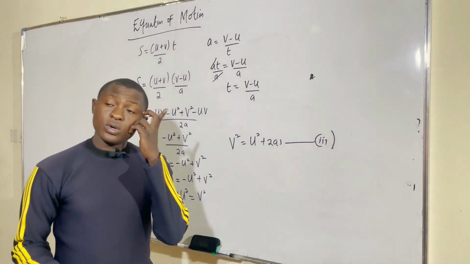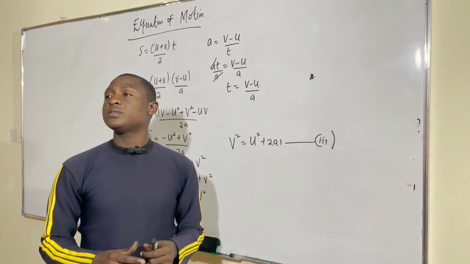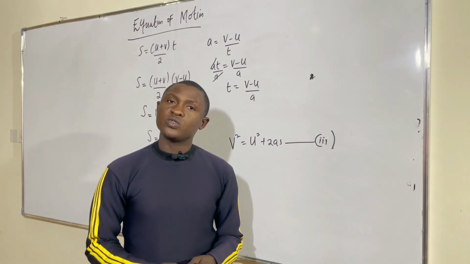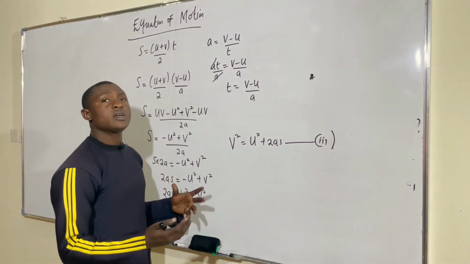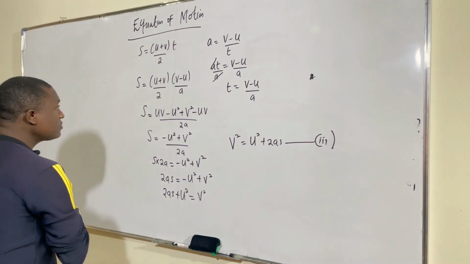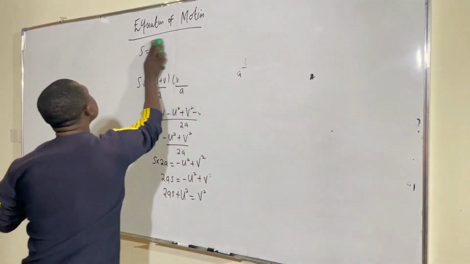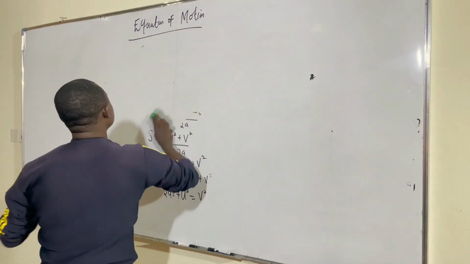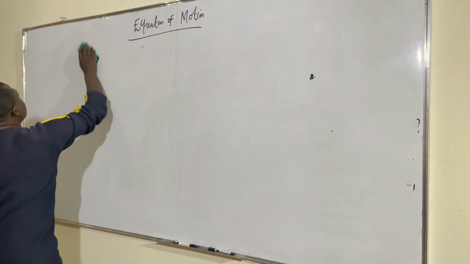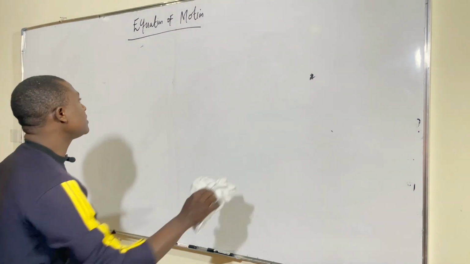In some exams or in some situations, you will be asked to derive all three equations of motion, either equation 1 or equation 2 or the third one. Just follow the same process, then you will be able to derive them one after the other. So let's write them out now and see how we can make use of them one after the other.